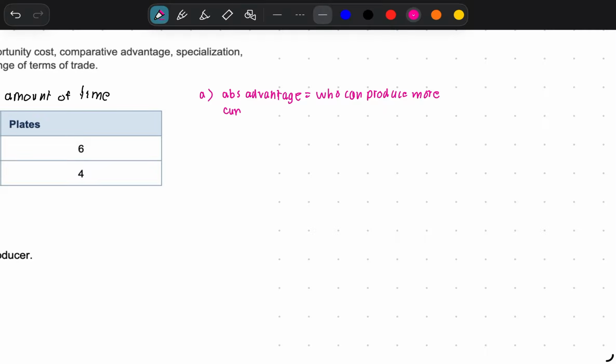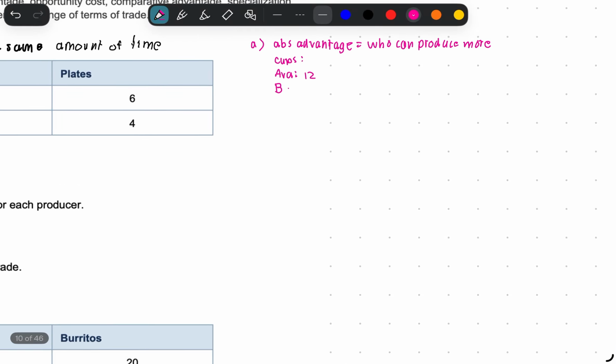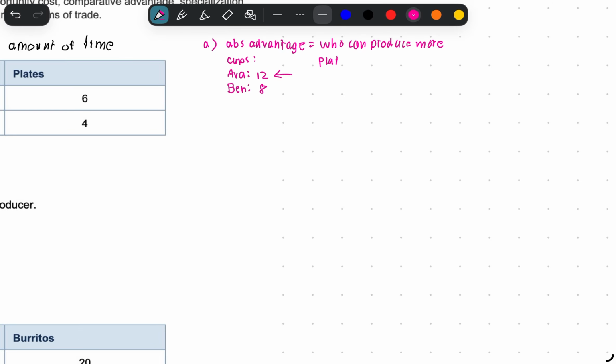When we look at our cups, we see that Ava has 12 cups and Ben has the production capability of 8 cups. So we see that Ava produces more cups. Now for our plates, we see that Ava can produce 6 and Ben can produce 4. Again, we see that Ava produces more plates. So we can say that Ava has the absolute advantage in both cups and plates.